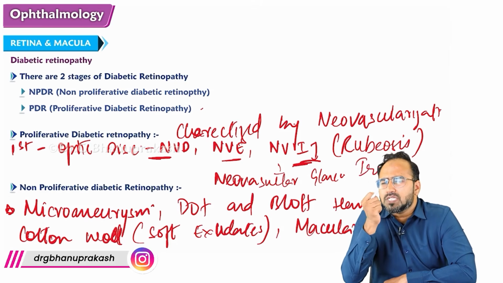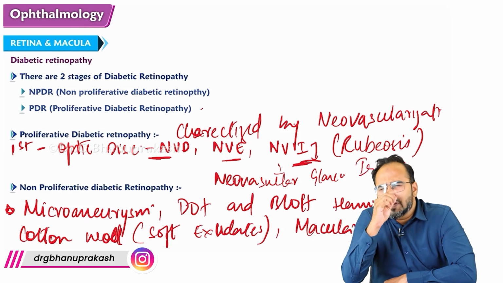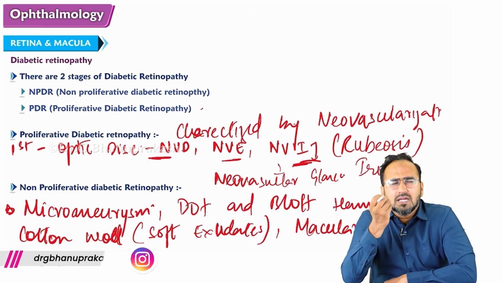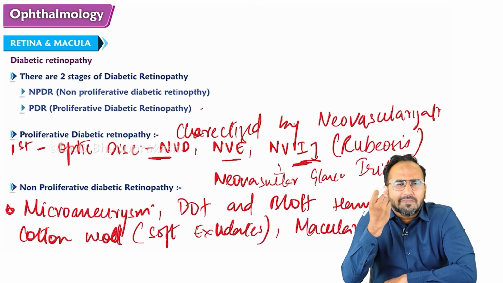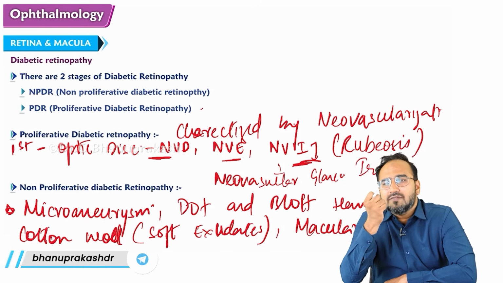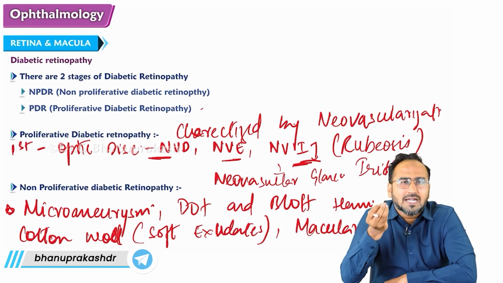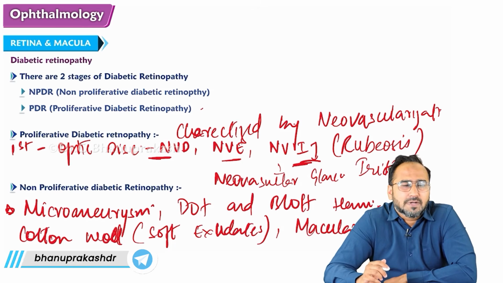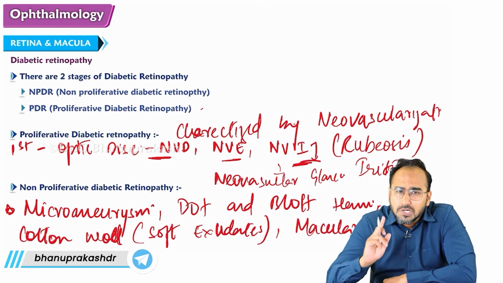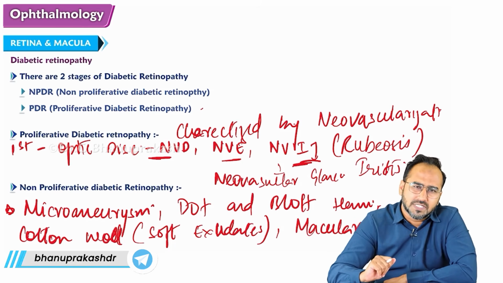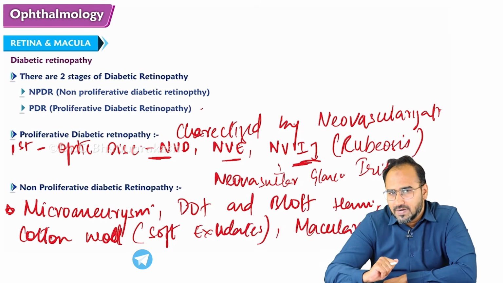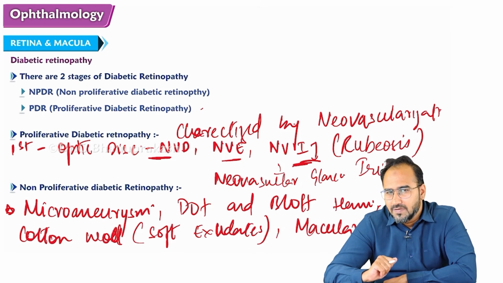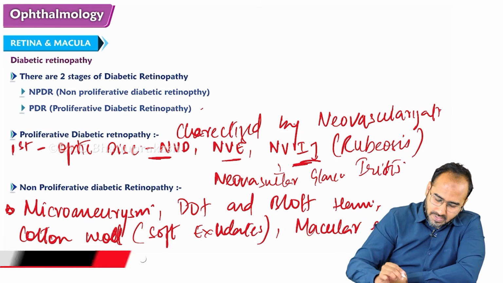Why does the patient lose his vision? Due to microaneurysm, there might be some blood vessels which rupture, and if that ruptured blood touches the macula, the patient lands up with macular edema. Due to macular edema, the patient loses his vision in non-proliferative diabetic retinopathy. Right, guys?